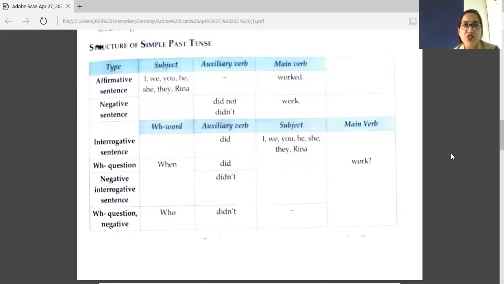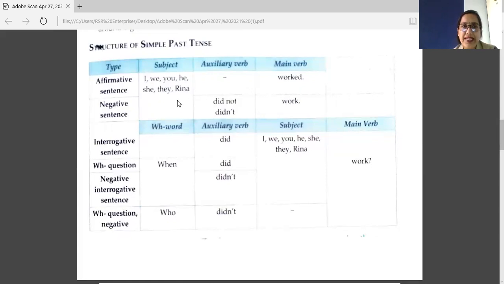Okay. Next, we have structure of simple past tense in different sentences. First, we have affirmative sentence here. So first, you have subject with I and you. With that, you have to use no auxiliary verb, and main verb is worked. I worked, we worked. If we have singular subject, that time also like she or he or Reena, you have to write worked only.